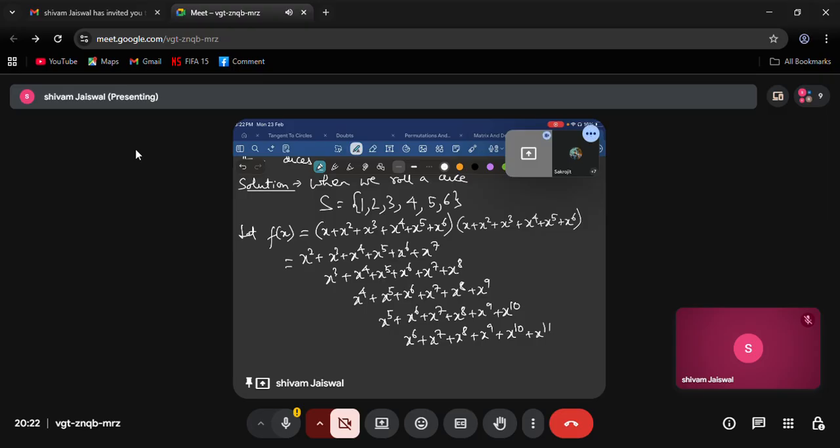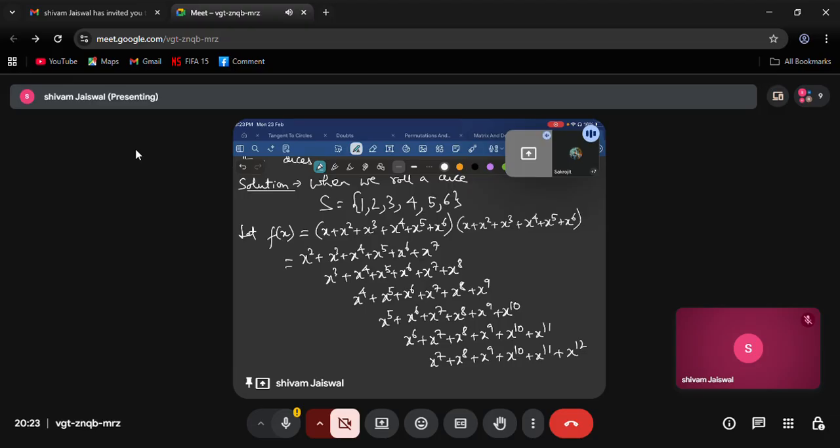Then we are going to get the same thing. Then we are going to get the same thing with x power 12 also. Right, everyone? These are the terms we are going to get without adding. Right. These are the terms we are going to get.